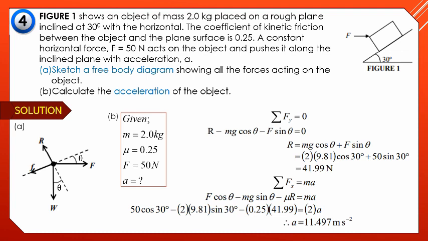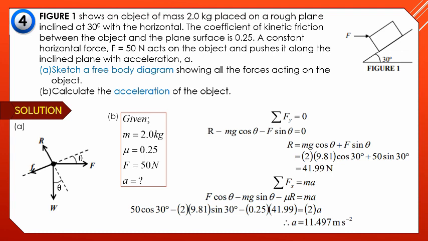For question number 4, referring to figure 1 and the question given, we need to sketch the free body diagram. So the free body diagram consists of R, which is the normal force acting perpendicular to the surface, F, which is the friction force acting in the opposite direction of motion, the horizontal force F, and the weight, which is exerted downward.